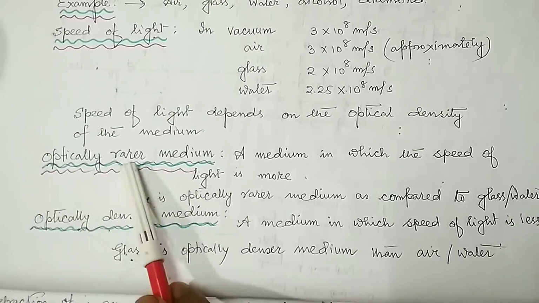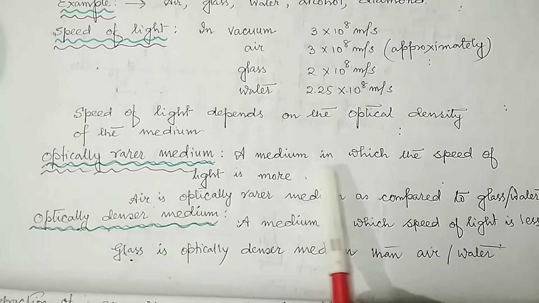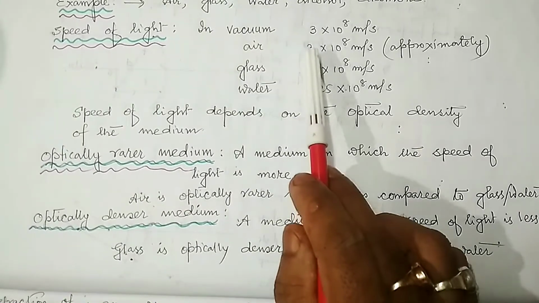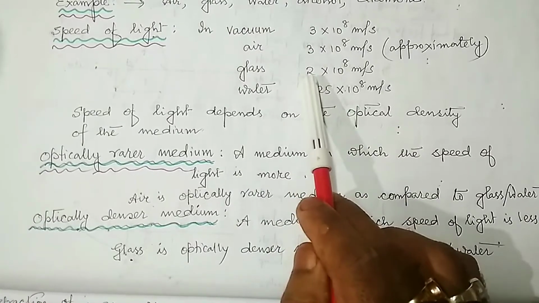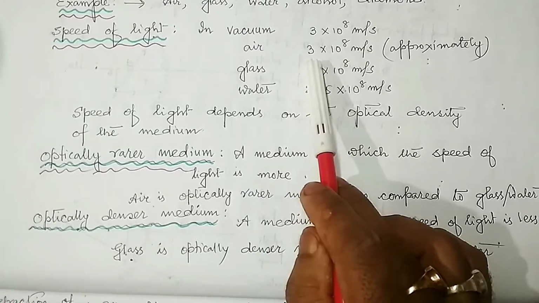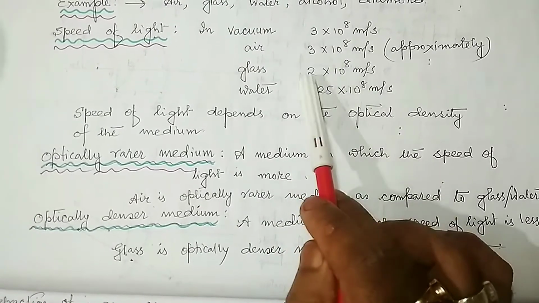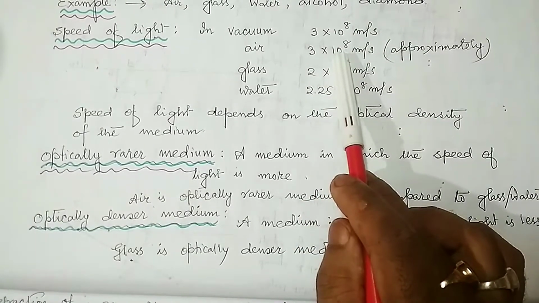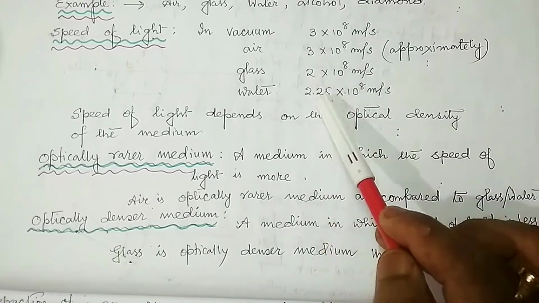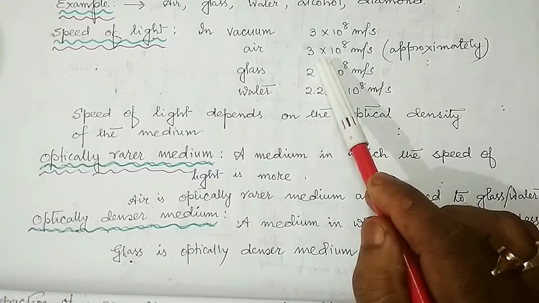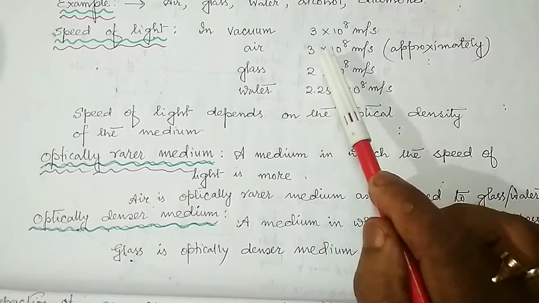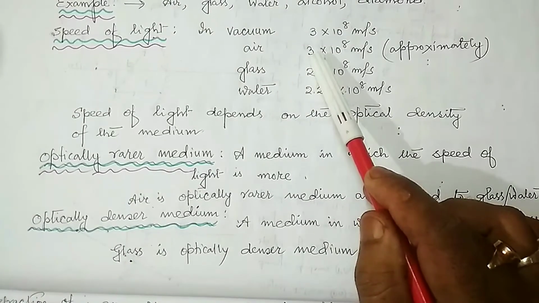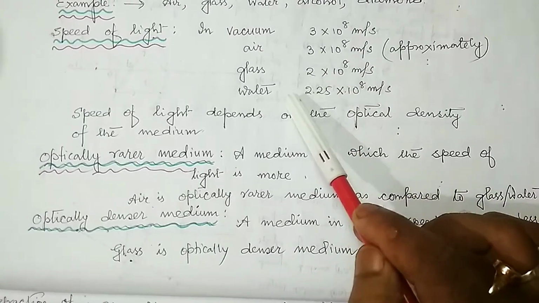In case of an optically rarer medium, we say it is a medium in which the speed of light is more. If we compare the speed of light in, suppose, air and glass, you can see the speed of light is more in air as compared to glass. That means air is a rarer medium as compared to glass. Out of these three, the maximum speed of light is in air as compared to glass and water. So air is optically rarer as compared to glass and water.